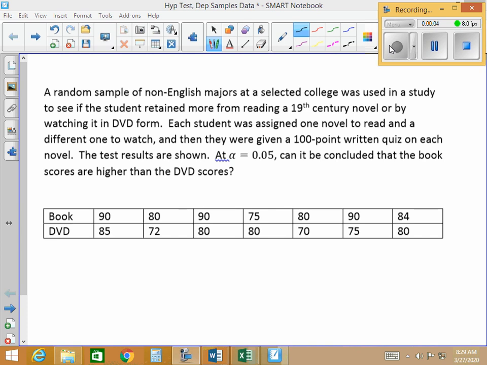So here's an example from the textbook from section 9.3. We have a sample of non-English majors, and we're using them for two different experiments. Go ahead and pause the video, write this down if you need to. I forget what number, I took it from the textbook. Pause the video. Once you're ready, turn it back on.